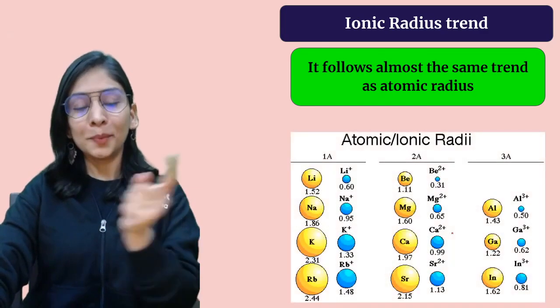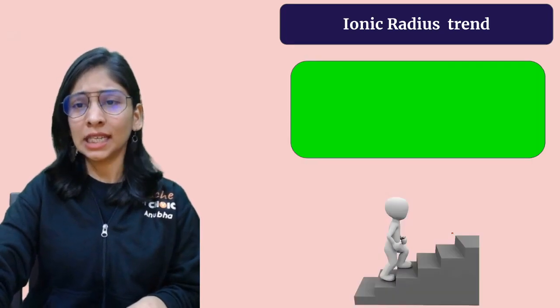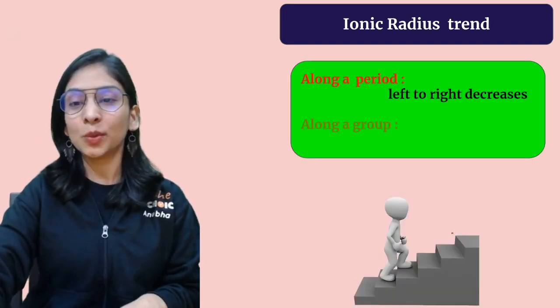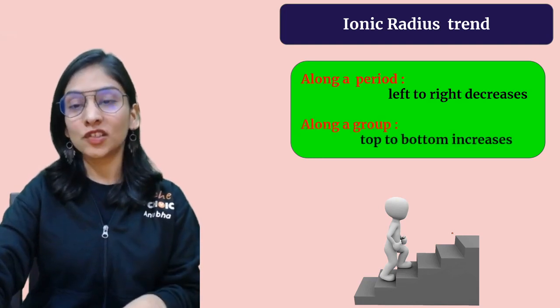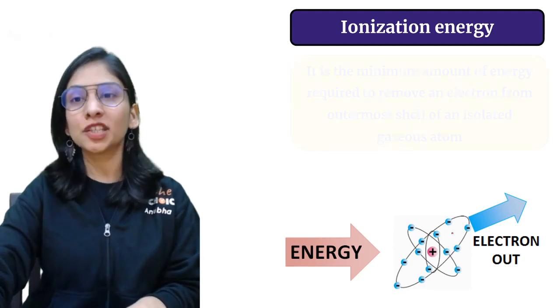So along the period decreases, along the group increases. That's the same. All right. Yeah. Let's talk about ionic radius. That's done. We'll move ahead with talking more and more trends, which is very much important to know.